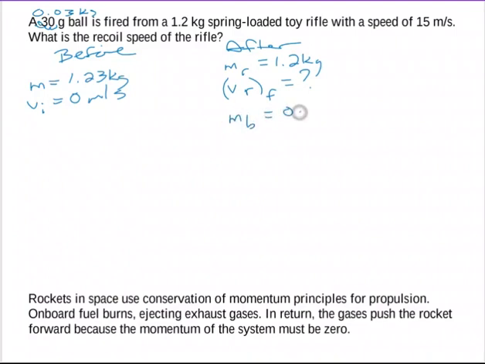Mass of the ball is 0.03 kilograms. Velocity of the ball, final, 15 meters per second. They said 15 meters per second. Now, this setup is exactly the same if it wasn't a toy rifle and it was actually a real rifle and you were firing an actual bullet and you had the velocity of the bullet and the mass of the rifle. Same exact problem, just different numbers. A lot bigger numbers.